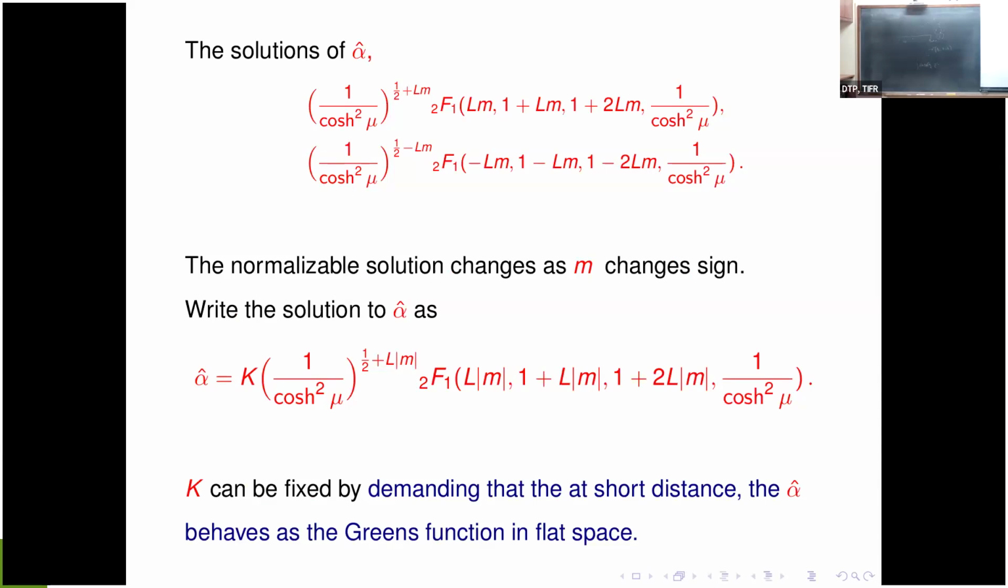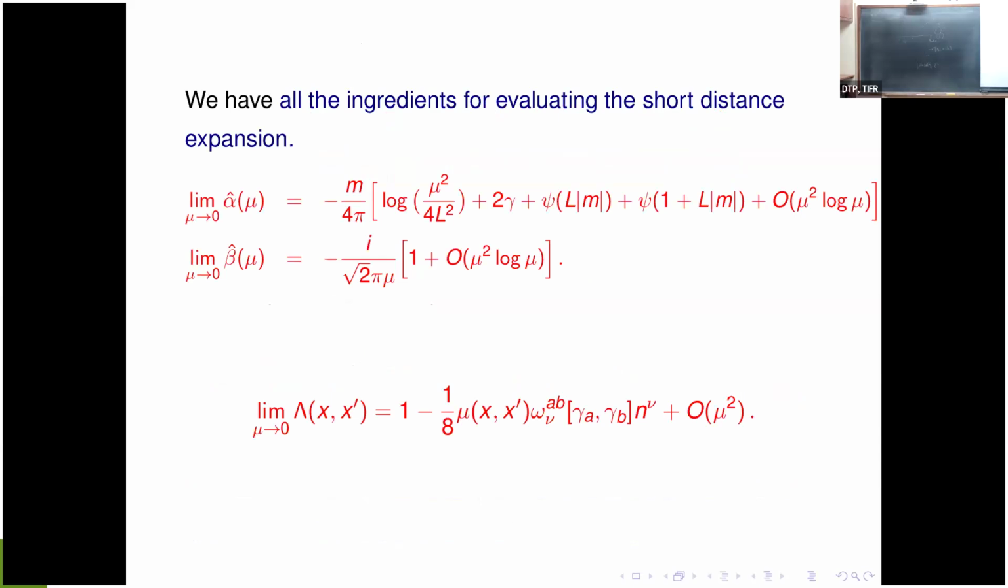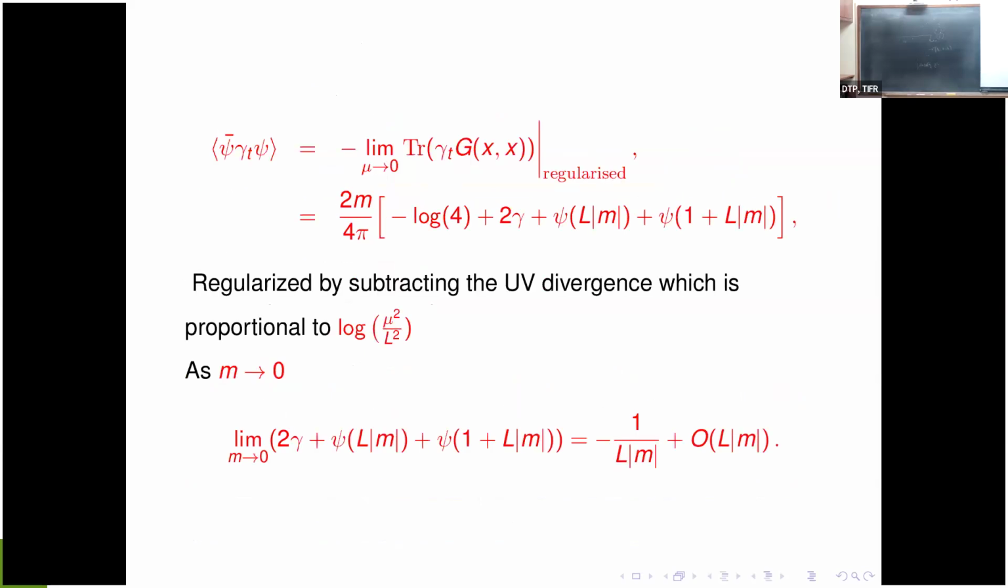And so we can fix the Green's function completely. And once we fix the Green's function, we do a short distance expansion of all this. And you can see the psi functions coming again into this thing. So we have all, and then we evaluate the psi bar psi. Same procedure, it's a little more involved. We evaluate the psi bar psi and we remove the flat space divergence, and we get this particular expression.